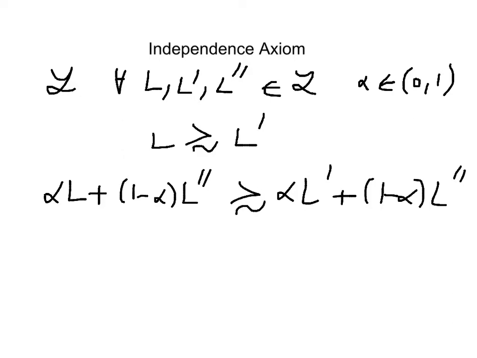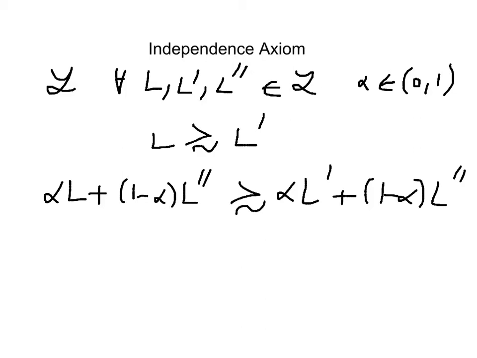Now this assumption that we can mix two lotteries with a third one, and the preference ordering of the resulting compound lotteries will not change and is independent of the particular third lottery being used, in our case L double prime, is actually not as innocuous as it seems.